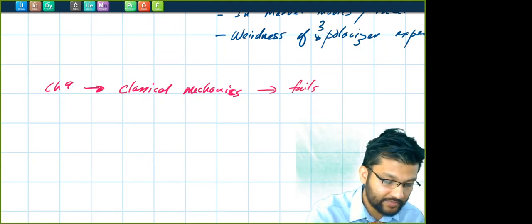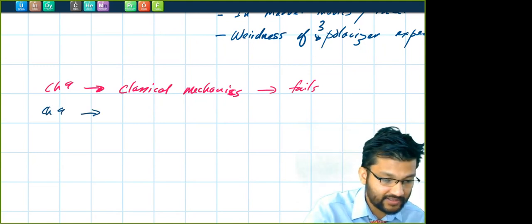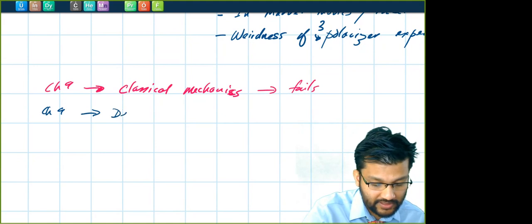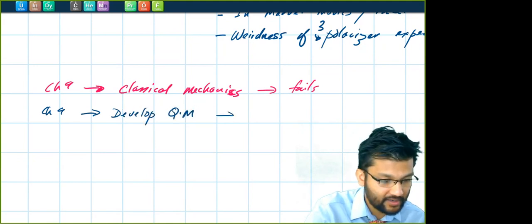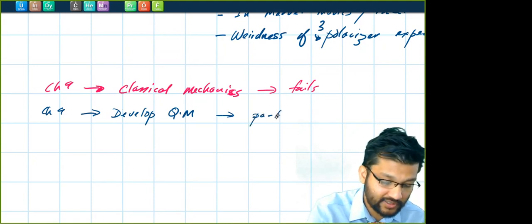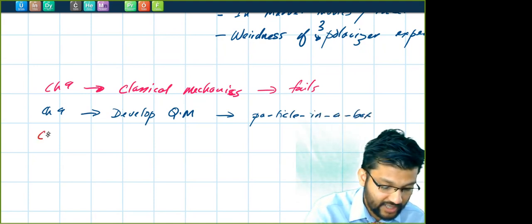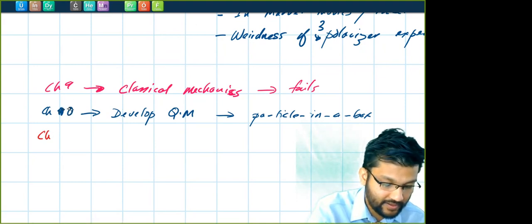And then in chapter 10, now that we know that classical mechanics has failed, we need to develop something new. So we're going to look at how we develop quantum mechanics, and then talk about the simplest example of quantum mechanics, which is something called a particle in a box. That's not chapter 9, that's chapter 10.